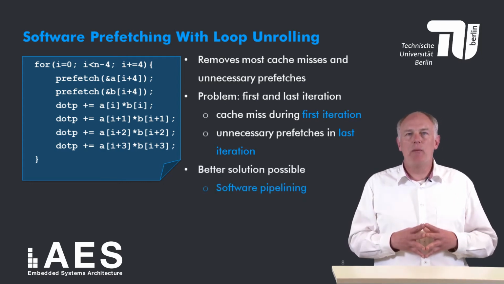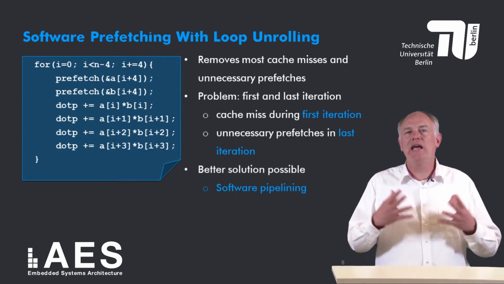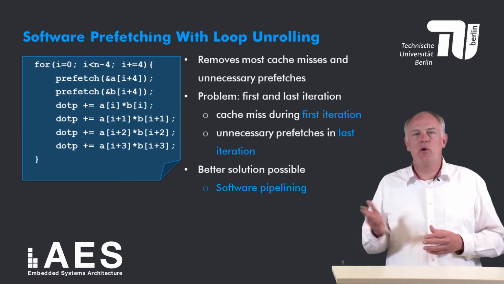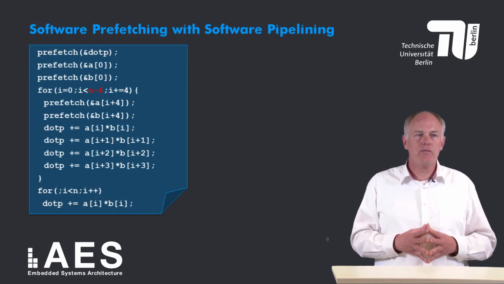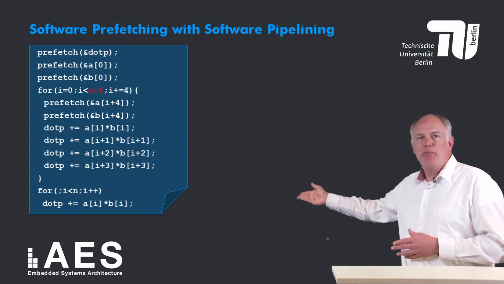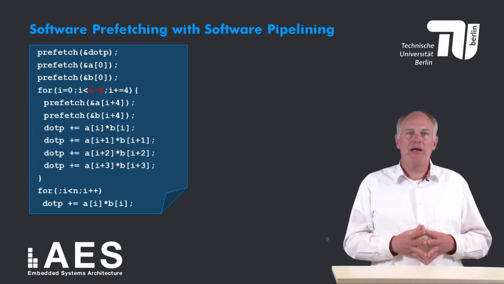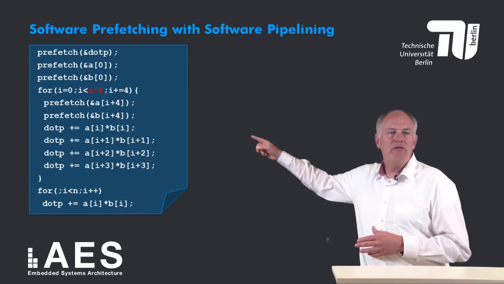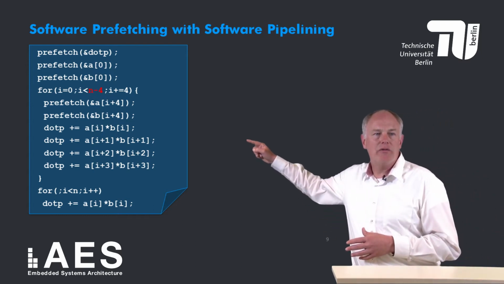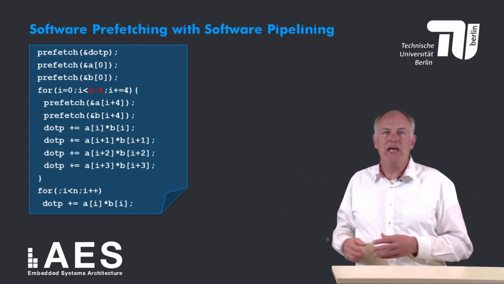To solve these problems, we should modify the code in a way that is similar to software pipelining. I will do so on the next slide. This shows the prefetching code with software pipelining. First, we prefetch the scalar value p, the first block of A and the first block of B.